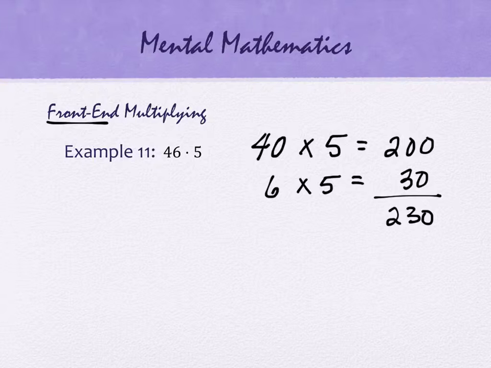Okay, so this is front end multiplication. And you do it with everything. So like, let's say it were a 3-digit number. Well, you'd have to do it 3 times, right? So if you had, say, 462, you'd have to do 400 times the 5, 60 times the 5, and then the 2 times the 5.